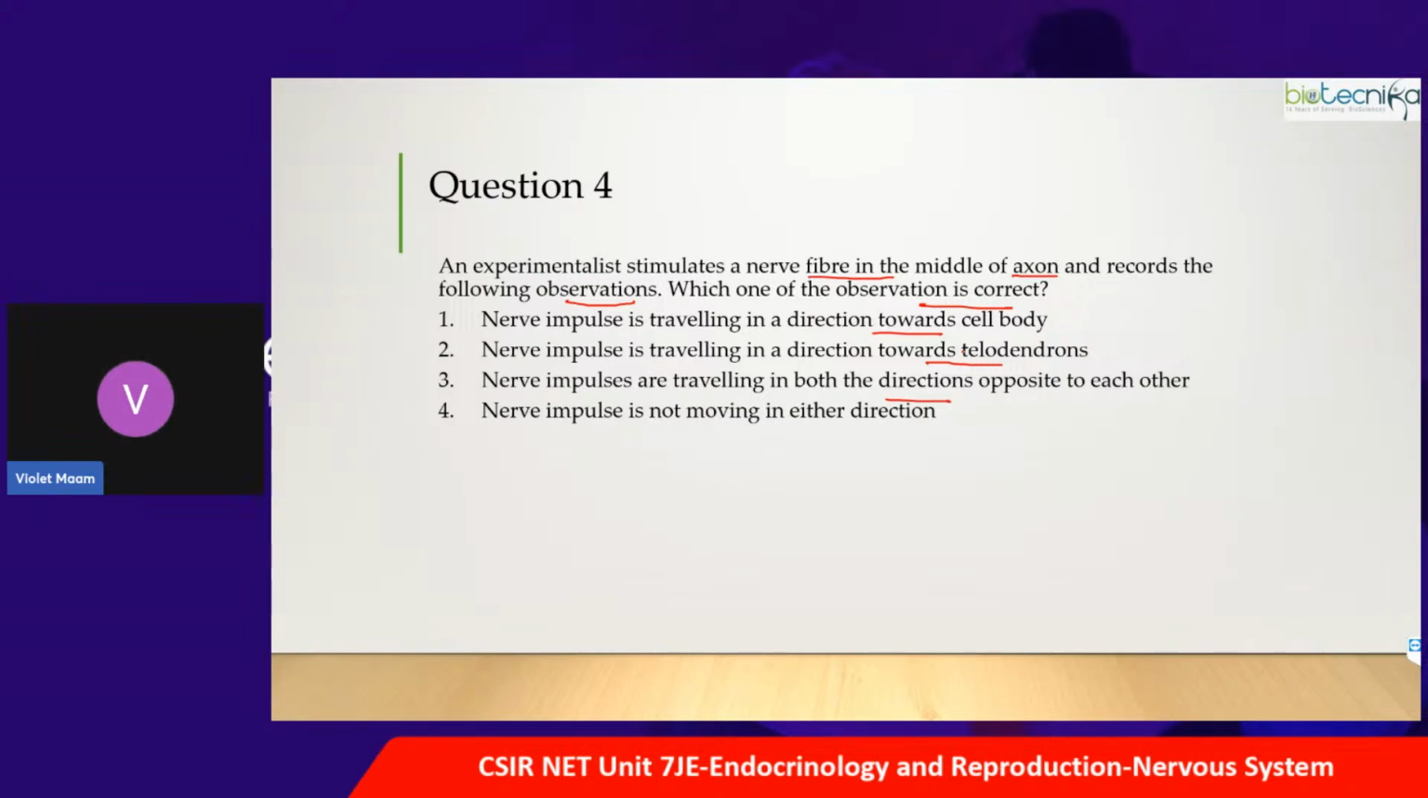Vanishri, try again. What is a telodendron? If you have seen the structure of a neuron, this is the dendrites, this is the cell body, then you have the axon. The axon will end into axon terminals, something like this. So these axon terminals are your telodendrons.